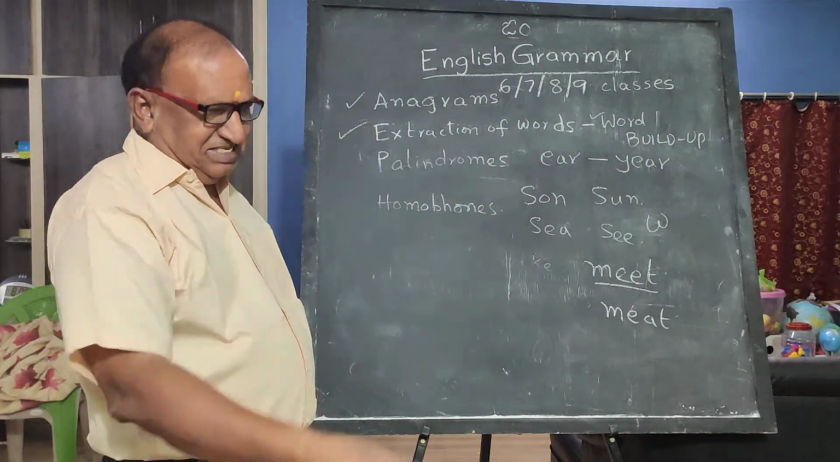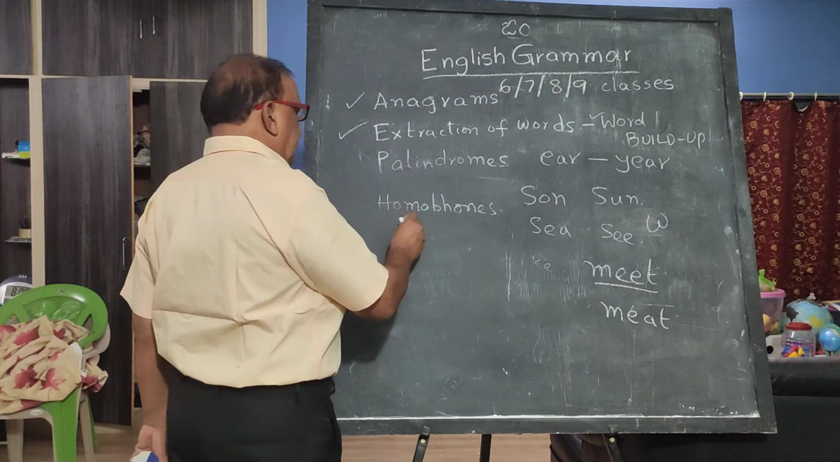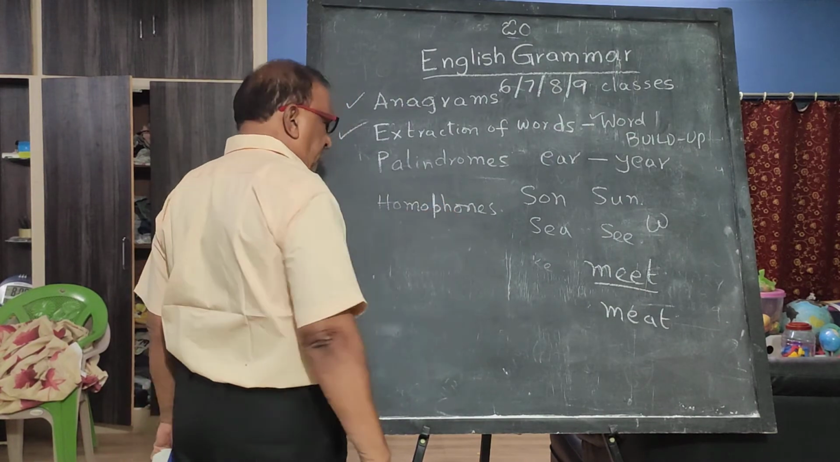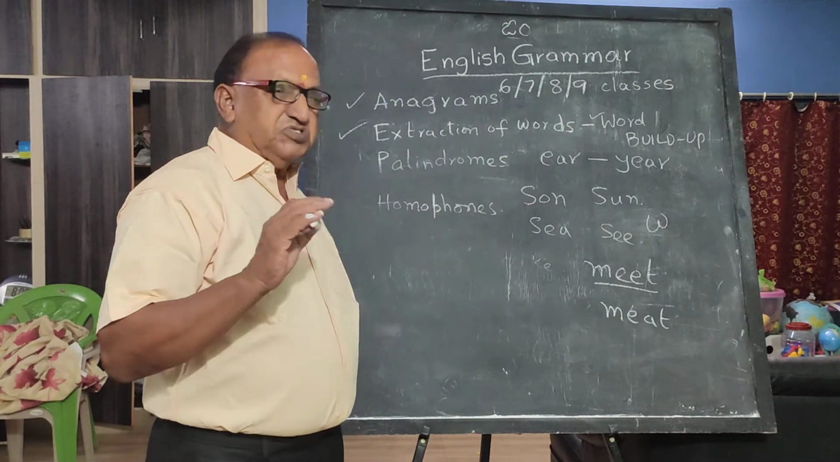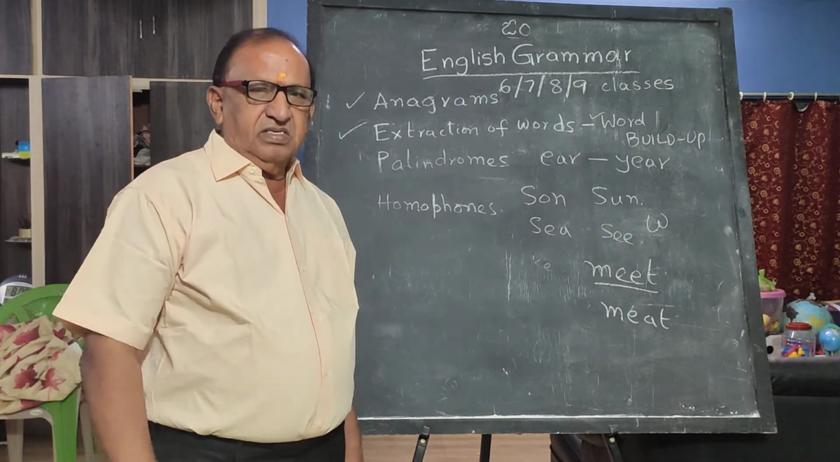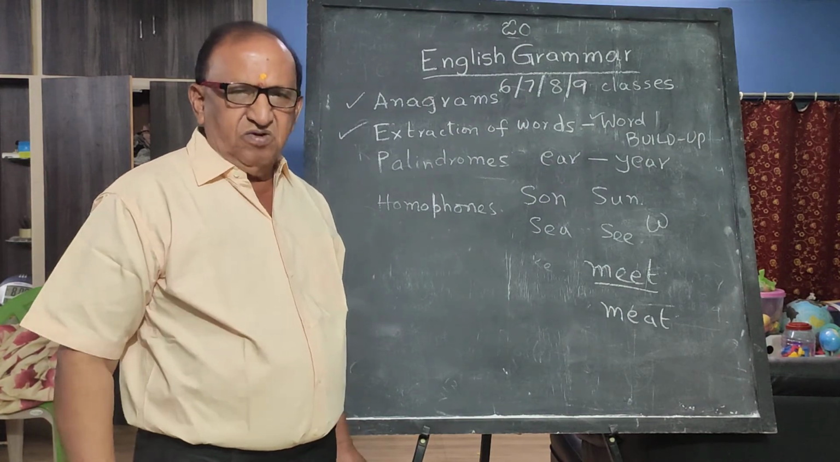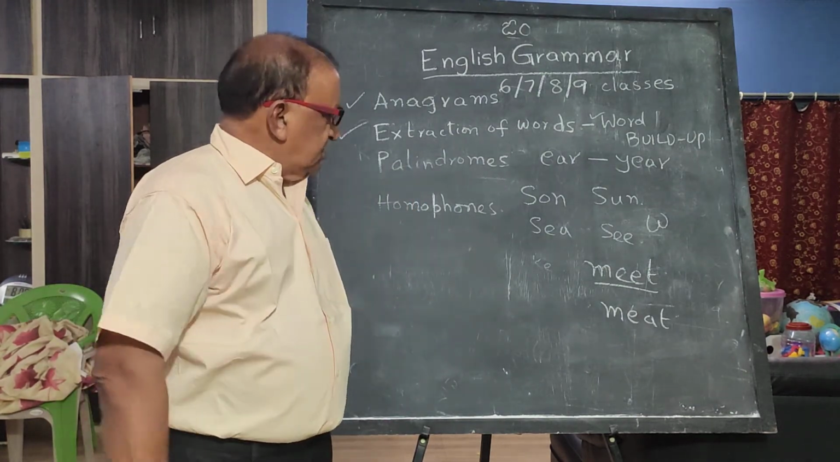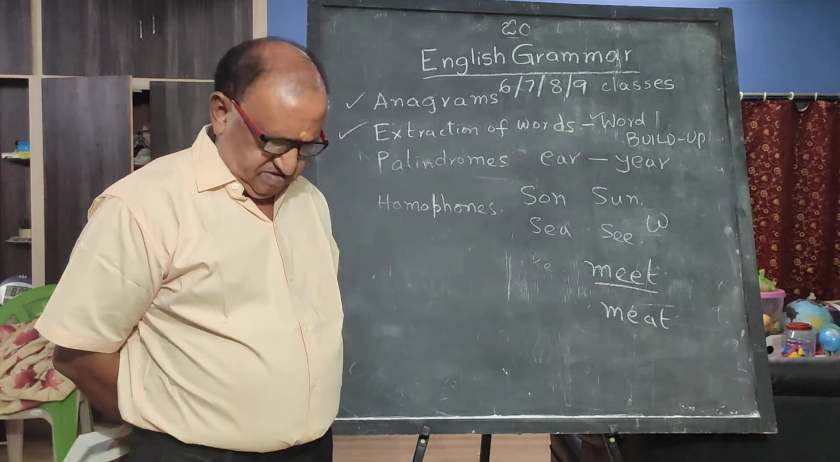Even though I said next time, my mind is still working. What is that? So anyway, first I will tell you about the homophones. Homophones are the words which sound the same, spell differently, and meanings are different. Okay? I gave you examples of sun, sea, meat, and all that.